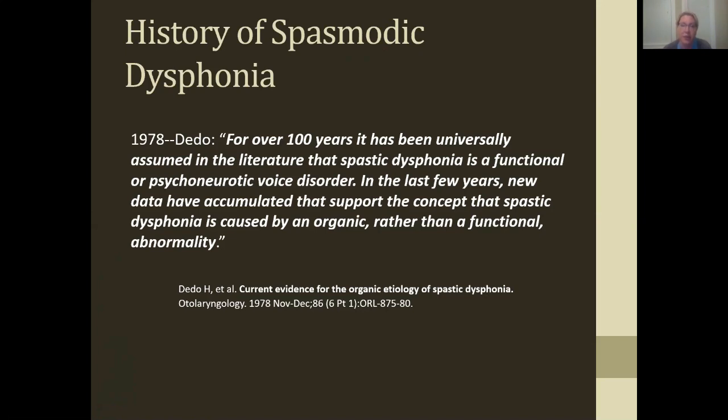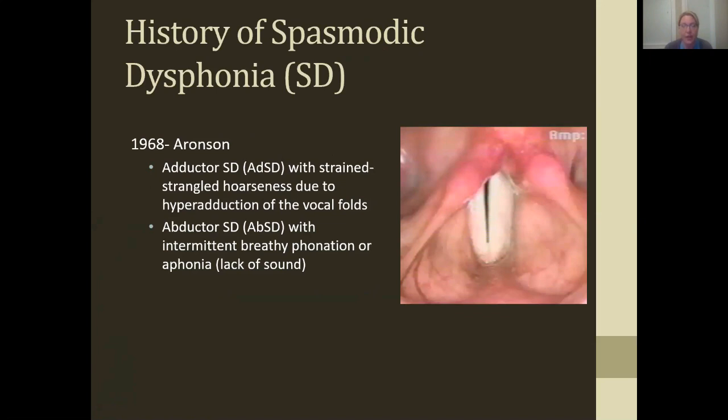Dr. Dedo described this in '78. Actually, Dr. Aronson described the muscles involved in '68. So he was starting to recognize it as a neurologic disease back in the 1960s. And he described these two subtypes: the adductor spasmodic dysphonia being the type where the vocal cords are closing too much, essentially, and then the abductor spasmodic dysphonia being the subtype where the vocal cords are flying open in the middle of speech, and that's causing the breathy break.